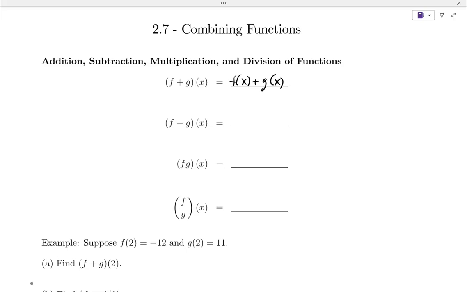So you can probably guess how the next ones are defined. What do you think f minus g of x is going to be? Yep, f of x minus g of x, good. f times g of x should be f of x times g of x. And finally, f over g of x should be f of x over g of x, good. Those four arithmetic operations are what you would expect them to be, right? If I want to know what the output of the sum is, I'm going to do the sum of the outputs. If I want to know the output of the difference, I'm going to do the difference of the outputs, and so on down the line. They were exactly what you would expect them to be.